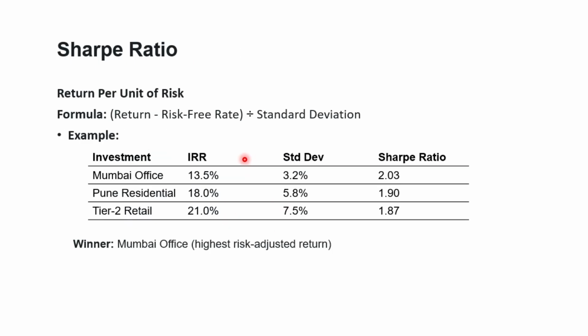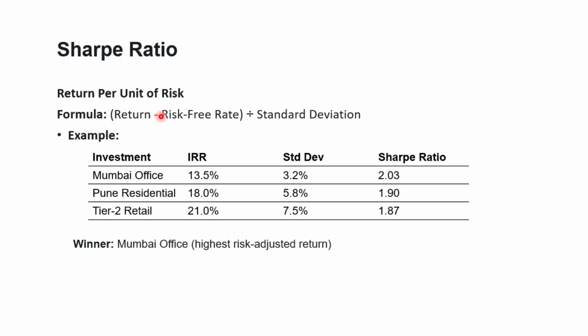So we have the Sharpe ratio, which is the most widely used risk-adjusted return metric. It measures return per unit of risk, helping you compare investments with different risk profiles. The formula is straightforward. Return minus risk-free rate, divided by standard deviation. You subtract the risk-free rate because investors should only be rewarded for taking risk above the risk-free alternative.